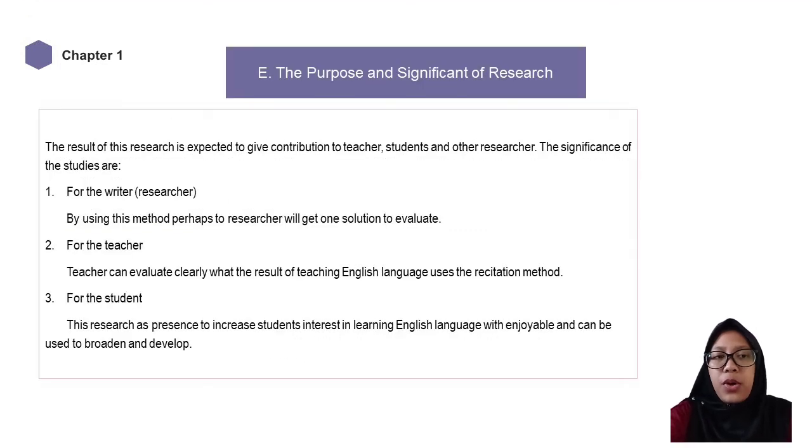Next is point E, the purpose and significance of research. The result of this research is expected to give contribution to the teacher, student, and other researchers. For the writer, by using this method, perhaps the researcher will get one solution to evaluate. The teacher can evaluate clearly what the result of teaching English using the recitation method. And lastly for the student, this research is presented to increase student interest in learning English in an enjoyable way and can be used to broaden and develop.